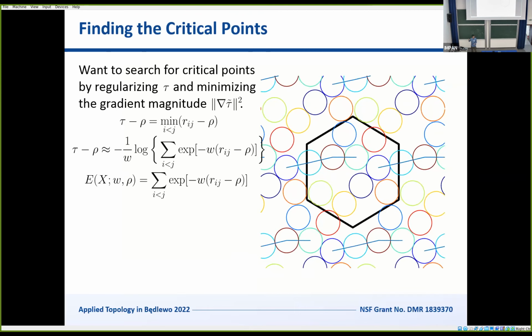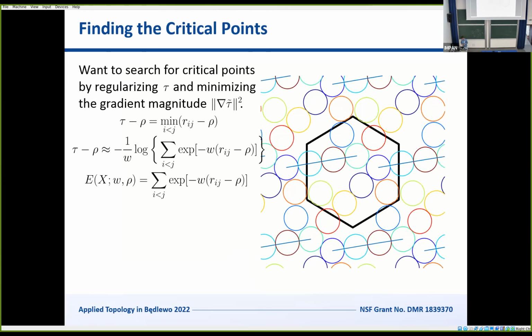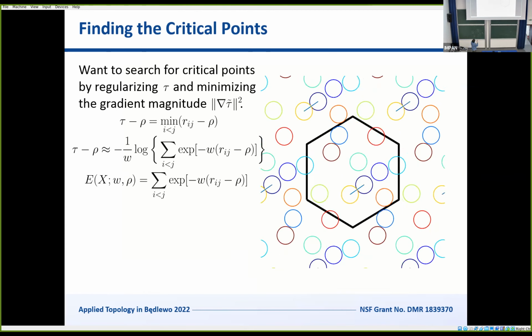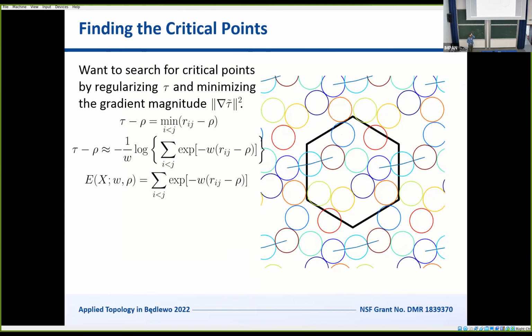And so that's how I'm defining my critical points of tau. If you don't like this idea of mechanically balanced, you can think about this and just crank up that parameter W, right? So this is actually how we do it. We have this continuously, this is an entire function. And so all we're doing is looking at the squared magnitude of this function, and then just doing gradient descent.